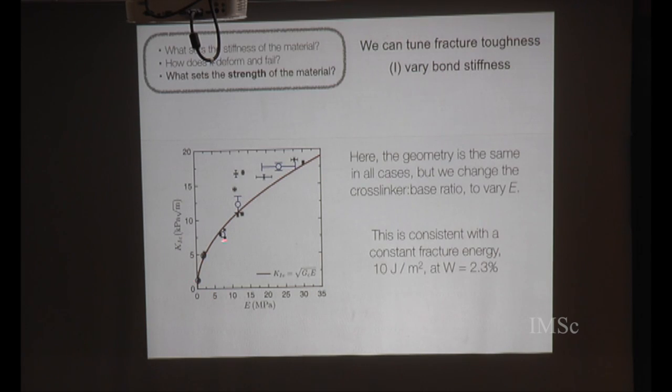What we find there is the blue are the mean measurements of multiple observations. The scatter here, for example. And so if you look at the blue, basically you find that it agrees with a constant fracture energy. So as we're changing the stiffness of the material, the fracture toughness changes, but the fracture energy is consistent at about 10 joules per meter squared. This is well into this type of brittle limits that one might expect.